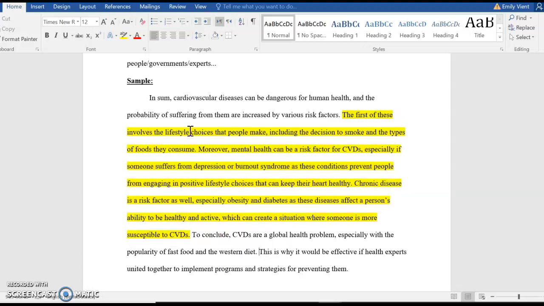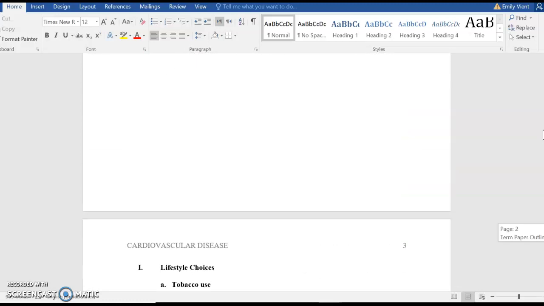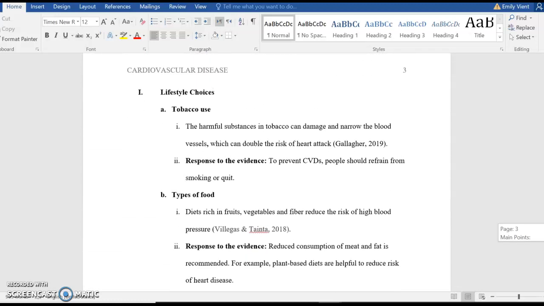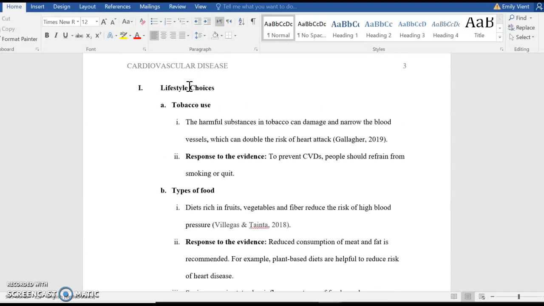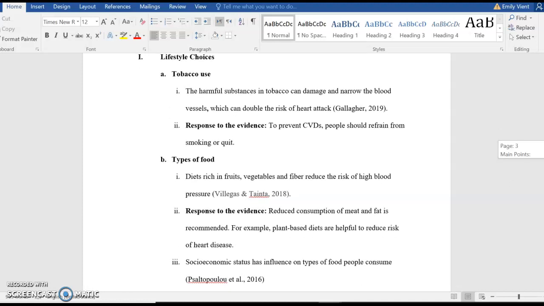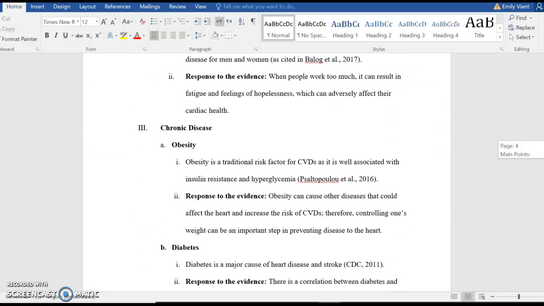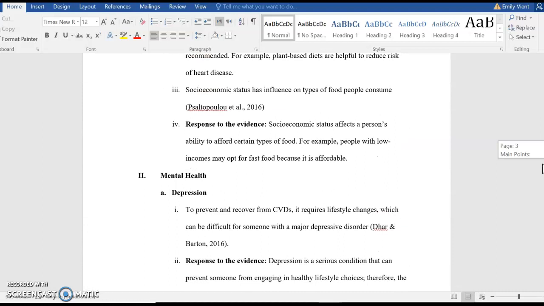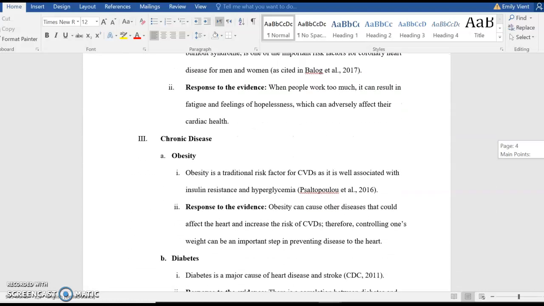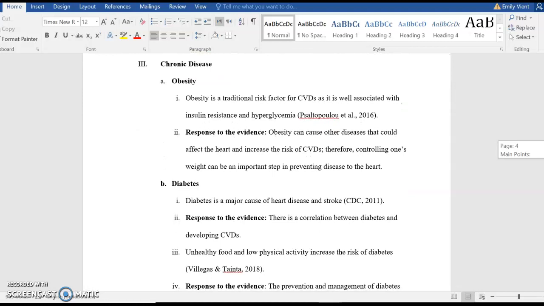"The first of these involves the lifestyle choices that people make, including the decision to smoke and the types of food that they consume." So if you remember, if we go up to the first part of our outline, our first main point was lifestyle choices, and then subpoints were tobacco use and types of food. Yeah. So that's why I've included those in the first part of my summary. And then my second main points were mental health, depression and burnout, and then chronic disease, obesity and diabetes.